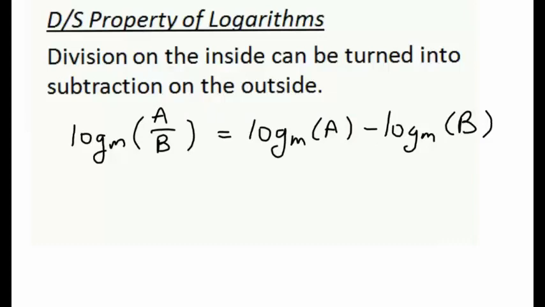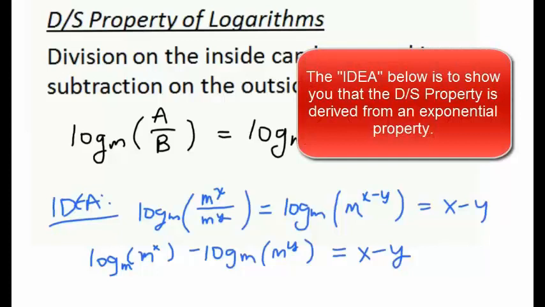Of course, this does work in the reverse direction as well. That is, if we start with two expressions that are subtracted and we have the same base, those expressions on the inside will turn into division of one single logarithm. And the motivation for this, again, is similar to what we saw for the MA property. That is, if we think of A and B as powers of m, then division of these powers leads us to subtraction of the exponents. So I've summed up that idea down here below.